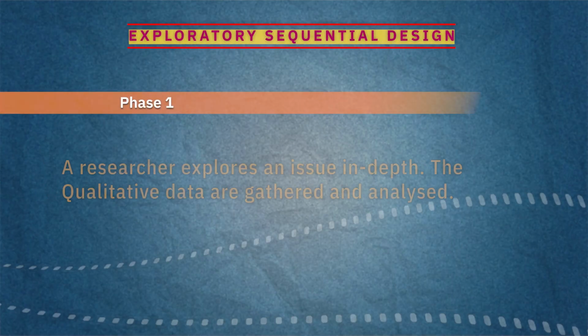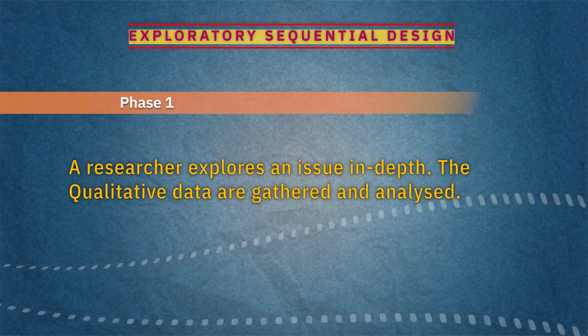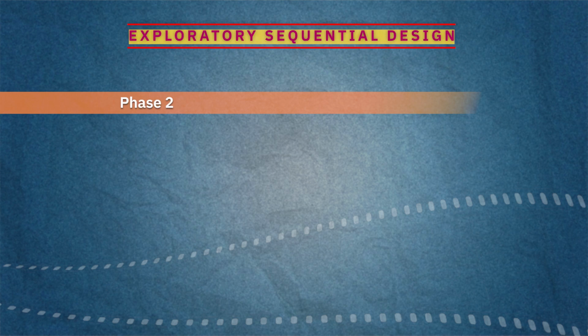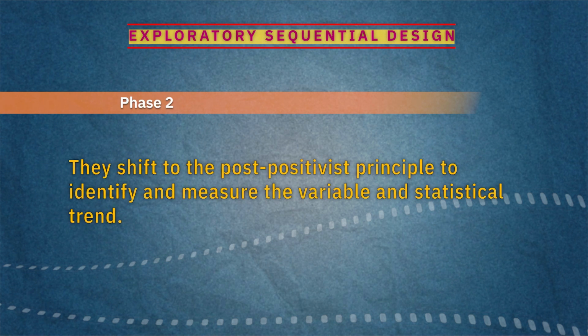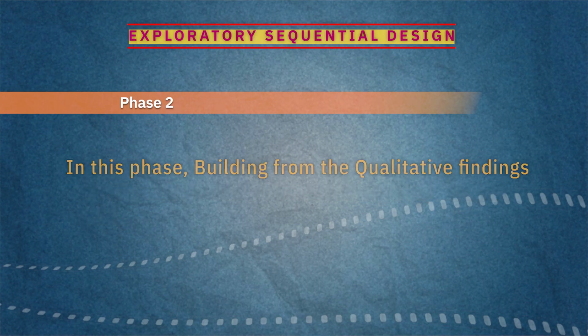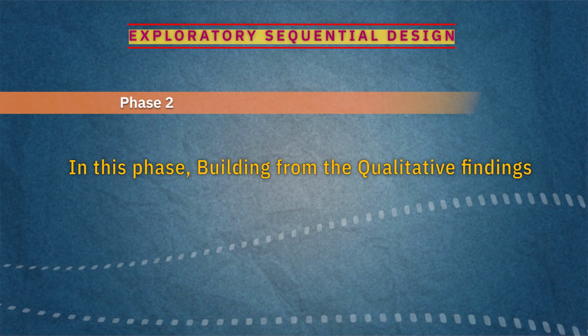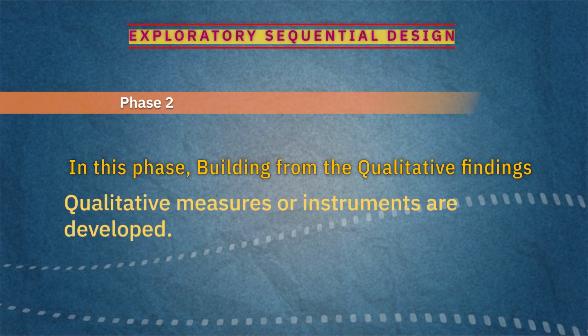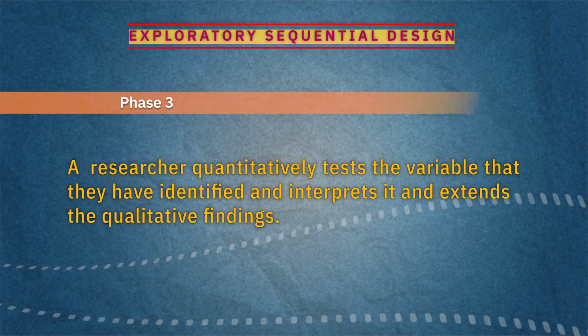In phase 1, a researcher explores an issue in depth. The qualitative data are gathered and analyzed. Then comes phase 2. They shift to a post-positivist principle to identify and measure variables and statistical trends. In this phase, building on the qualitative findings, quantitative measures and instruments are developed. Comes phase 3, where a researcher quantitatively tests the variables that they have identified and interprets it and extends it to the qualitative findings.